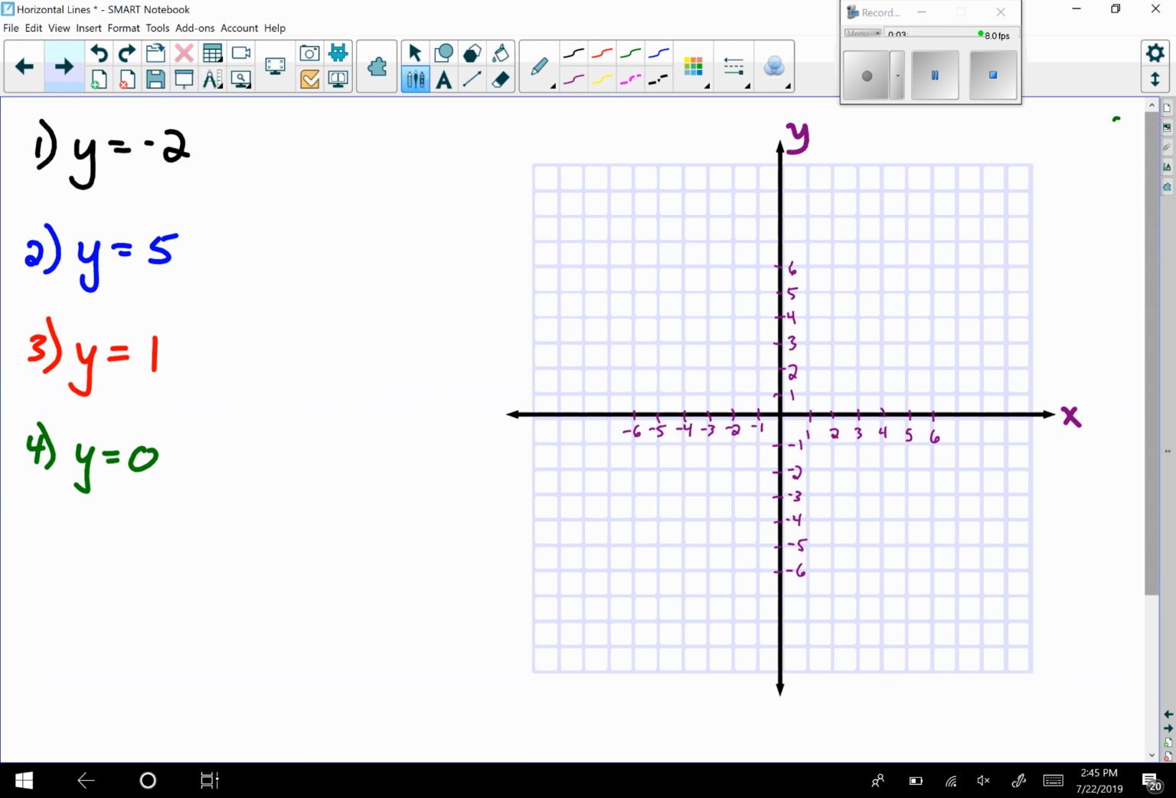If you notice, all 4 of these examples, 4 of these equations, start off with y equals, and it just equals some number. And again, that number is the y-intercept. So I'm going to start with this first one of y equals -2. I'm going to go on the y-axis, because that's where our y-intercept is going to be. I'm going to go down to -2, and I'm going to plot a point. That's where our horizontal line is going to pass through. So that's what I'm going to draw next.